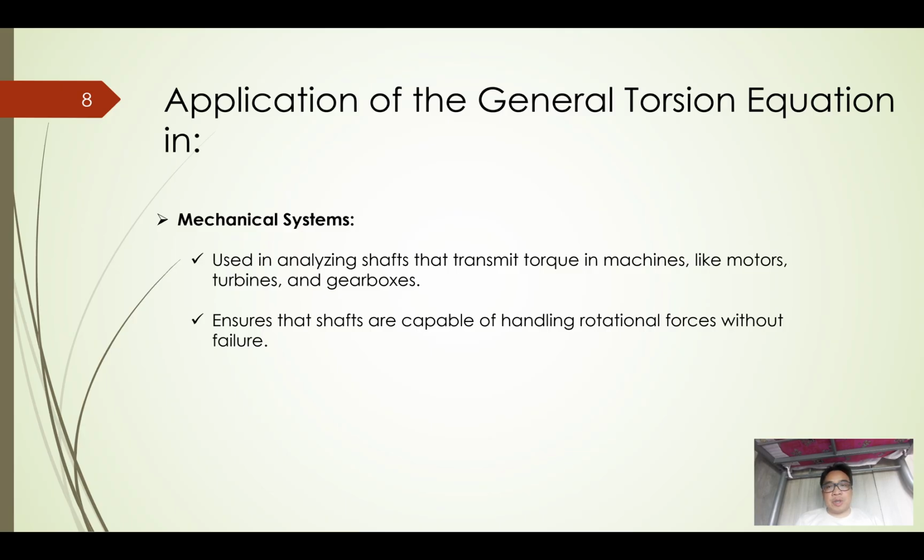The applications of general torsion equations in mechanical systems. It is used in analyzing shafts that transmit torques in machines, like motors, turbines, and gearboxes. It ensures that shafts are capable of handling rotational forces without failure.